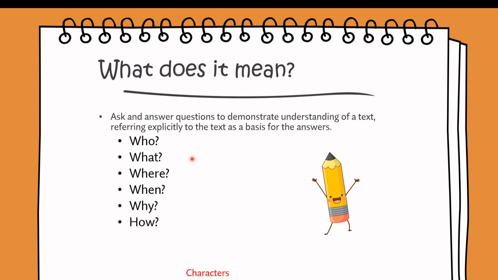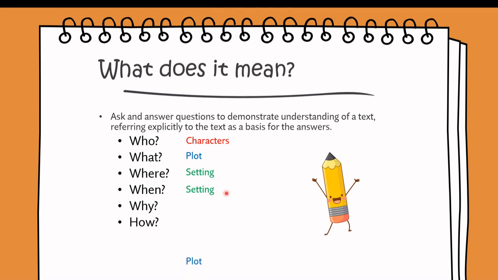You can also break it down another way. We're looking for characters and who. We're looking for the plot or the events that happen in the story. We're looking for the setting of the story, where and when it takes place, and why and how are also part of plots. Why the characters do what they do, why the events unfold how they do, and how they unfold like they do.